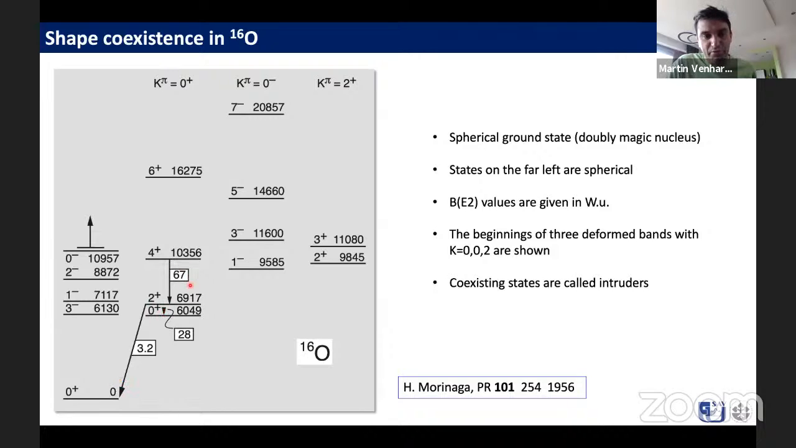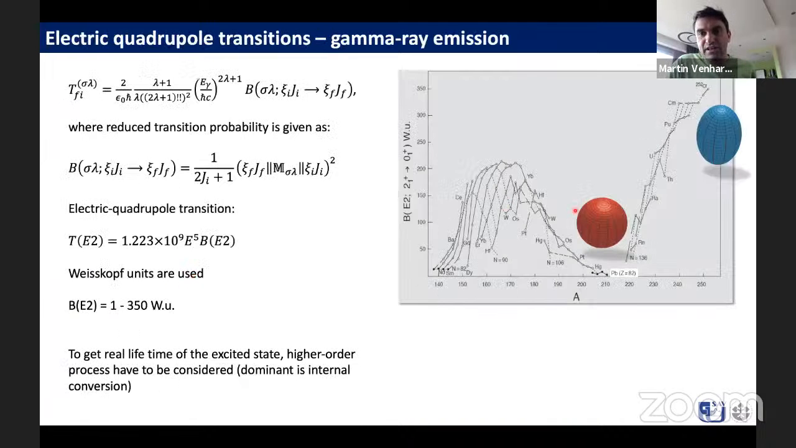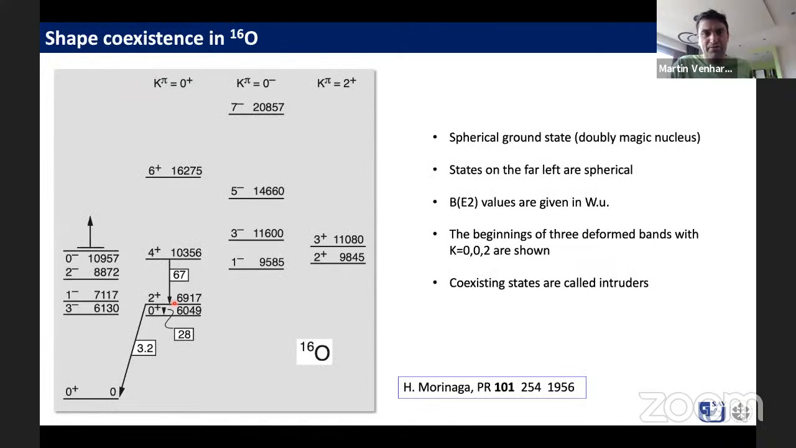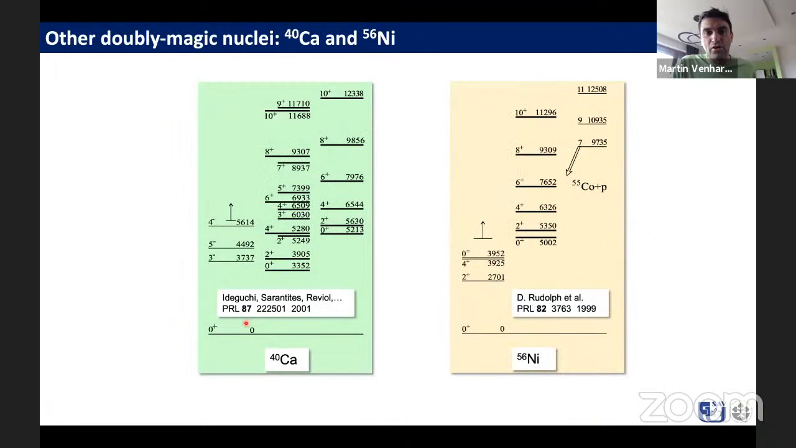And indeed, there are many signatures. These are these Weisskopf units. A value of 60 is quite high. You see that for deformed nuclei like californium, they are high, and for spherical nuclei, they are low. So high B(E2) values are one indication of deformation. Oxygen 16 is spherical in the ground state, but has a deformed excited state. The same you can observe in other doubly magic nuclei, in calcium 40 or nickel 56.